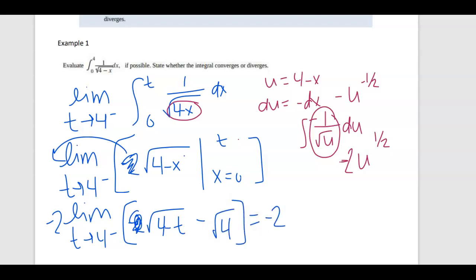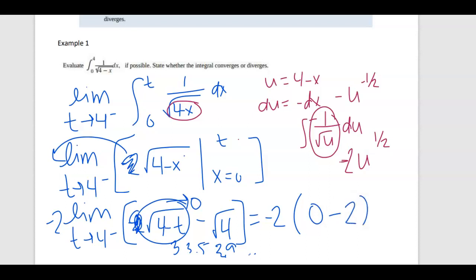So negative 2. What happens when t goes to 4 from the left here? I'm plugging in numbers like 3, and then 3.5, and then 3.9, and so on and so forth. So this is going to end up going to 0 because I'm going to have numbers that approach 0 from the right-hand side. So I'm going to end up having 0 minus square root of 4, which is 2, negative 2 times negative 2. That full area is going to be 4.